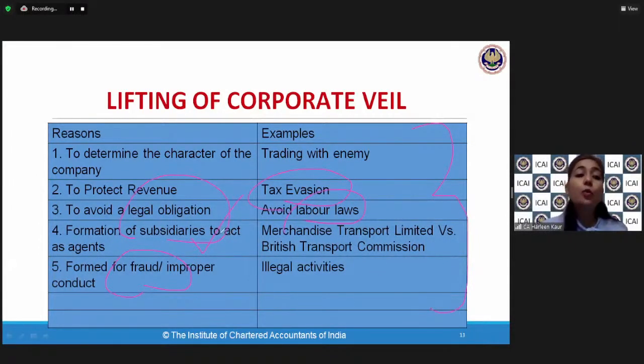So these are the only 5 cases which have a few leading case laws, which I'll explain to you one by one. In those respective case laws and only in these 5 cases, the company and shareholders will be treated as one. But the corporate veil theory in itself says that the company is different from its shareholders.